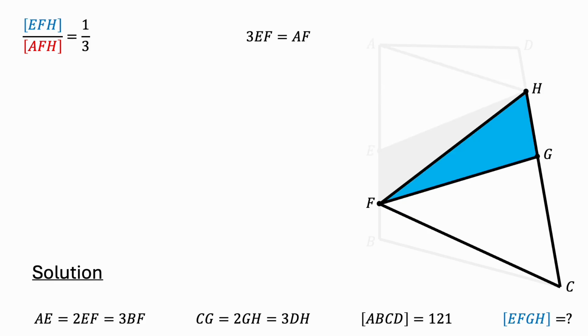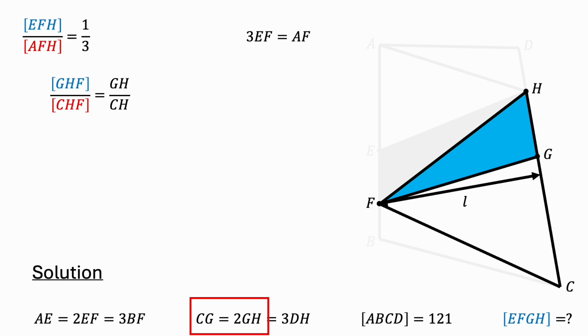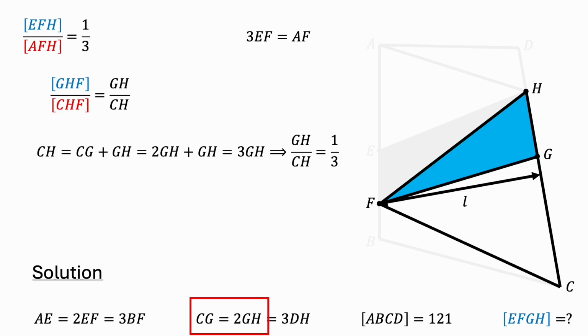Next, consider triangle GHF and triangle CHF. They share the same height l from F to CD. So, area of GHF over area of CHF equals GH over CH. Since CG equals 2GH, we have CH equals CG plus GH, which equals 2GH plus GH, which equals 3GH. Thus, GH over CH equals 1 over 3, so area of GHF over area of CHF equals 1 over 3.